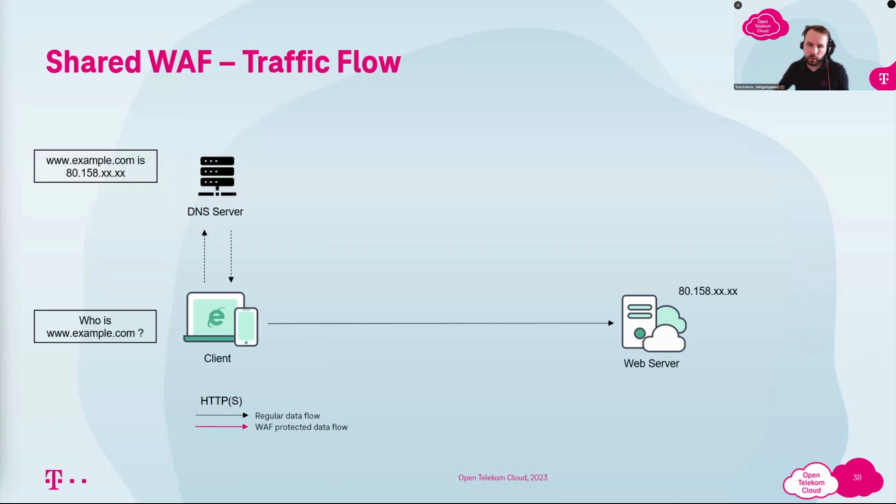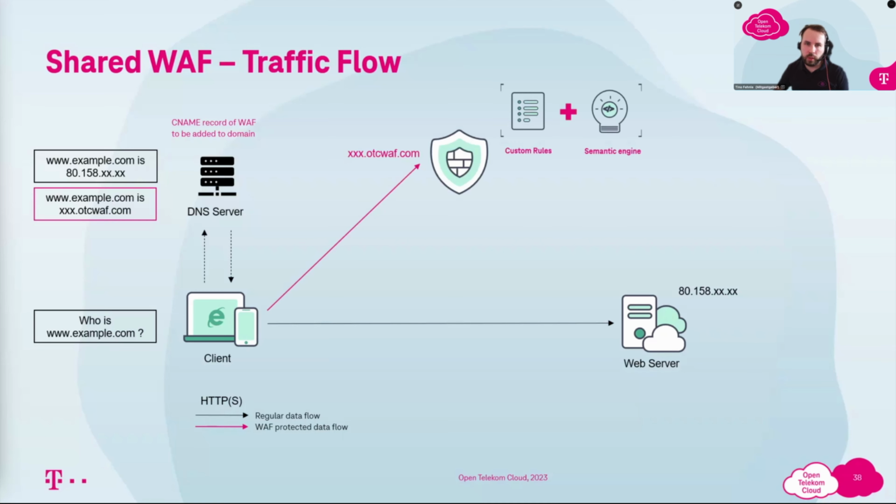If you use the existing shared WAF, you protect your web server by creating a CNAME record in your DNS, so that the reply for example.com is not the IP address of your web server, but a domain which we are owning. It's a cryptic domain ending in .otcwaf.com, meaning the client will then go to the WAF. The WAF does the protection, and then afterwards the traffic is forwarded to the web server. This is the traffic of the existing shared WAF.